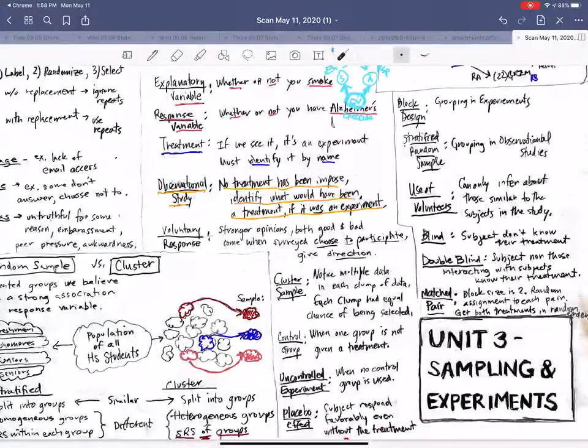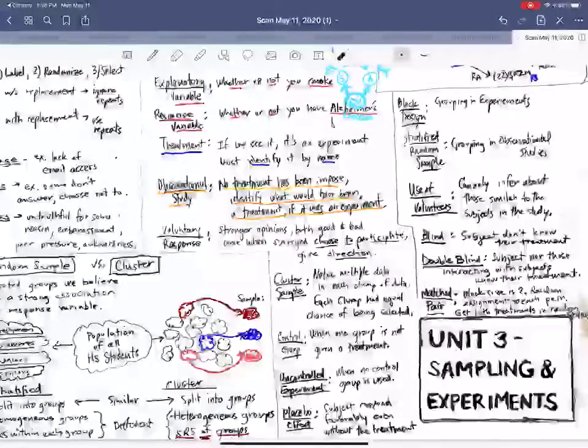Now, what is the placebo effect? Well, technically that's when a subject responds favorably even without the treatment. So typically that would be with medicine. They think that they're getting a medication or the new medication, and it's really just the old medication, or it's really just a Tic Tac. It's not anything that provides any medical help at all.